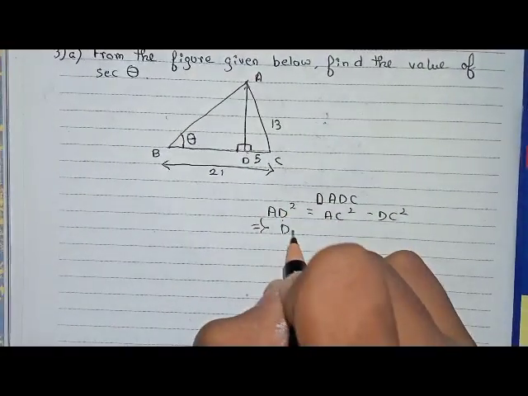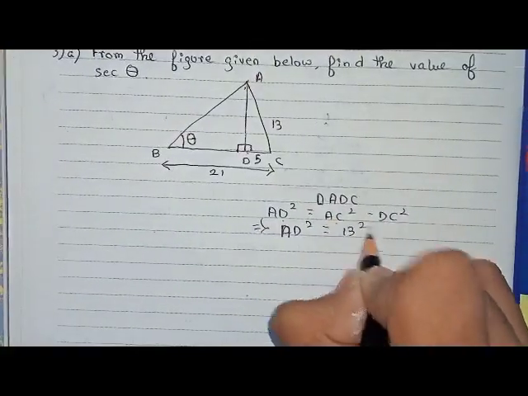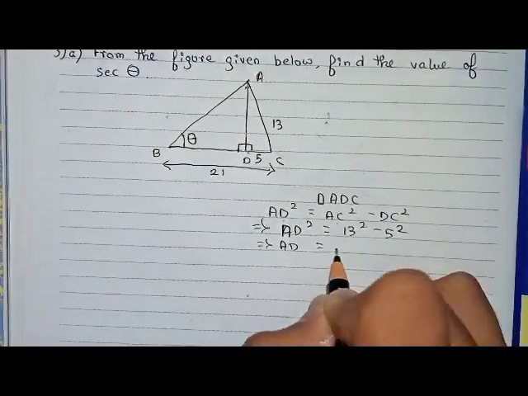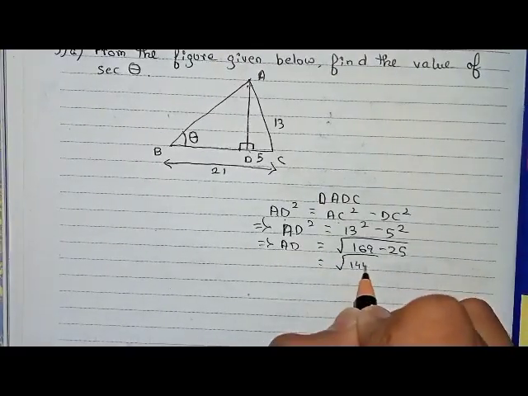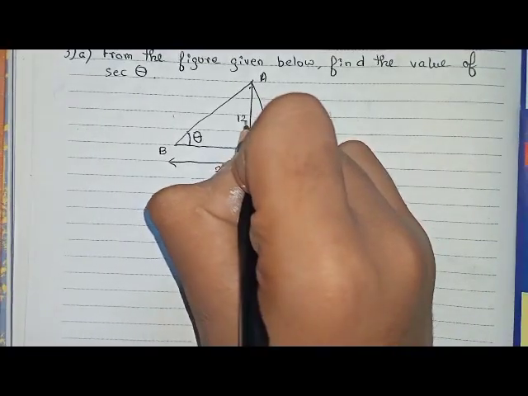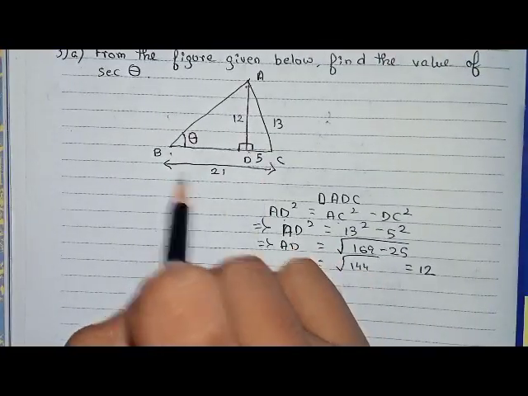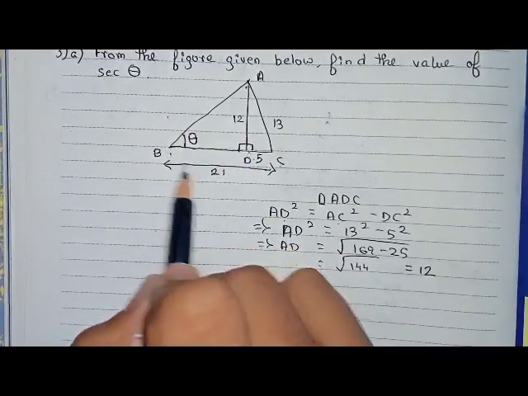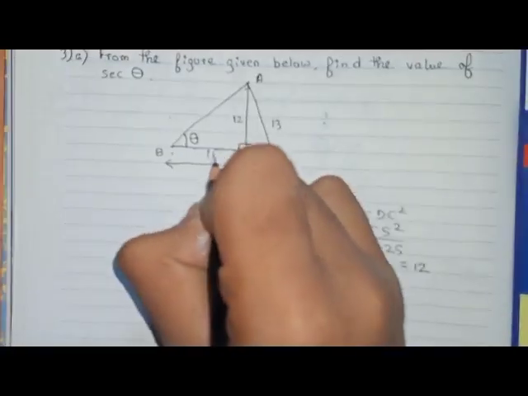So AD square is equal to AC square, that is 13 square minus 5 square. AD will be equal to root over 169 minus 25, which is root over 144, that is equal to 12. So therefore AD will be equal to 12. Now BC is given 21 and DC is given 5. So therefore BD will be 21 minus 5, that is equal to 16.